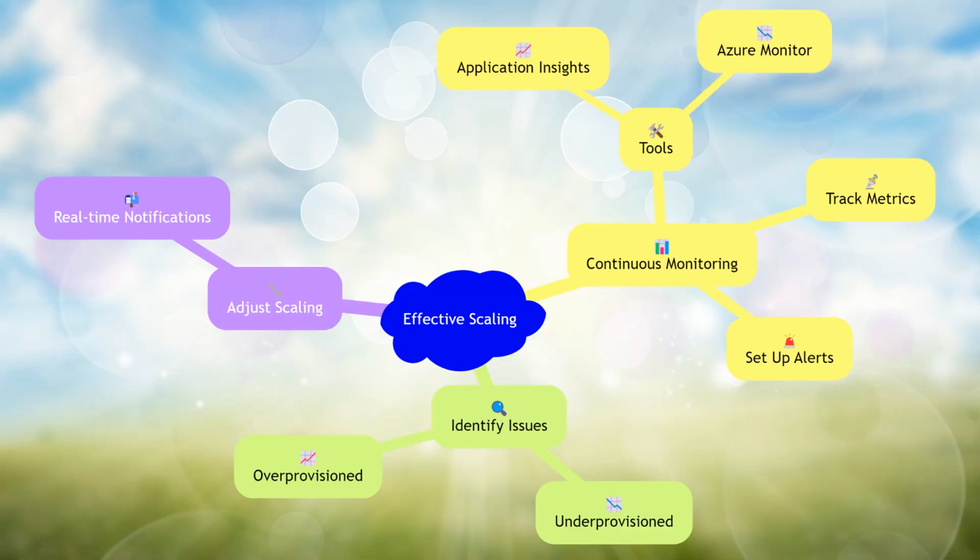Effective scaling requires continuous monitoring of your app's performance. Azure provides various tools like Application Insights and Azure Monitor to track metrics and set up alerts. These tools help you identify when your app is under or over-provisioned, allowing you to adjust your scaling settings accordingly. Alerts can be configured to notify you of any issues in real time.